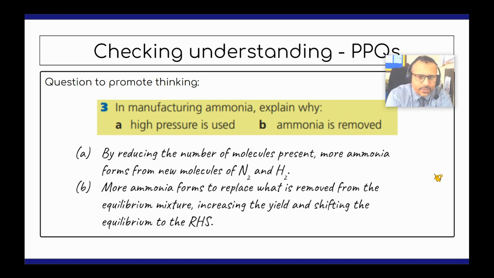Okay, so firstly, you use high pressure because by reducing the number of molecules present, more ammonia forms from the new molecules of nitrogen and hydrogen. And secondly, you remove the ammonia because more ammonia forms to replace what is removed from the equilibrium mixture. It increases the yield and shifts the equilibrium over to the right-hand side.